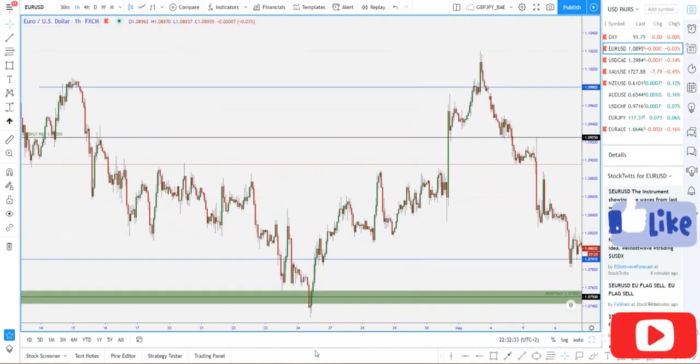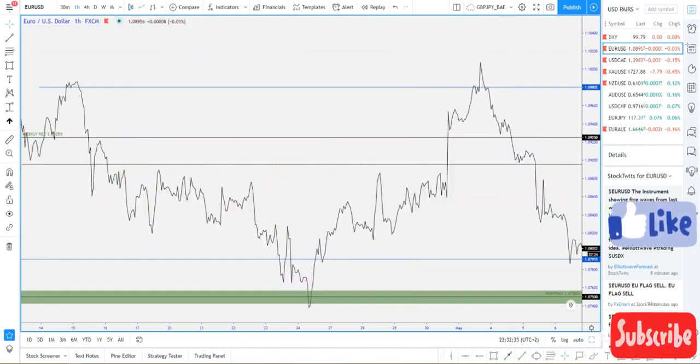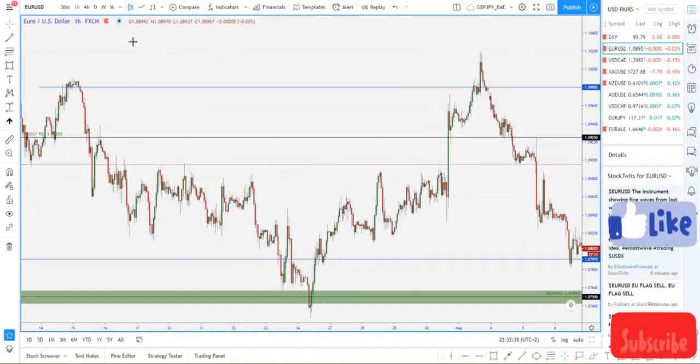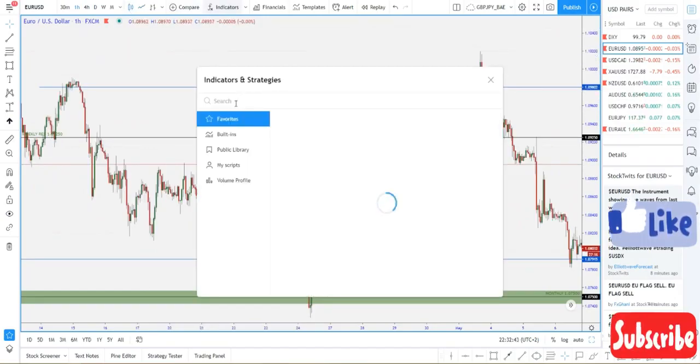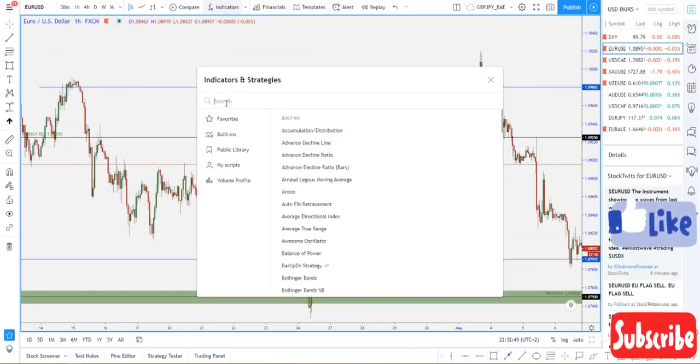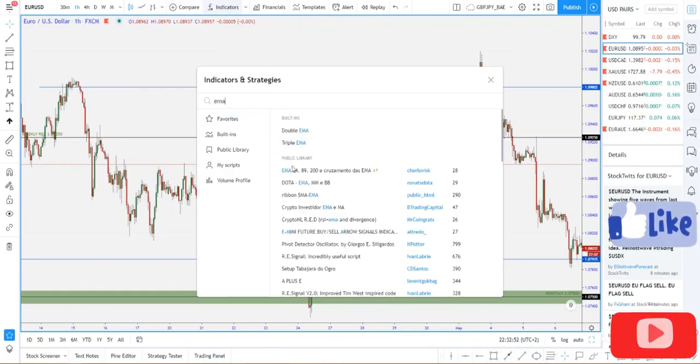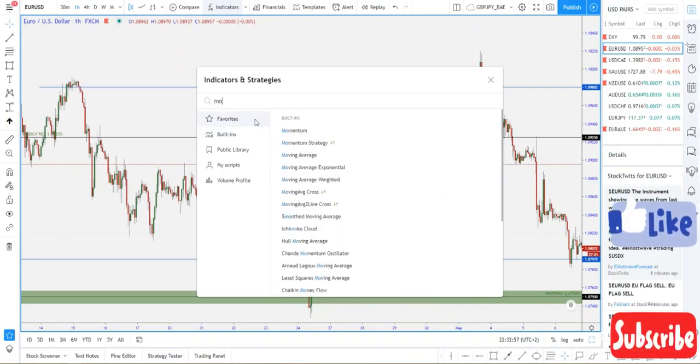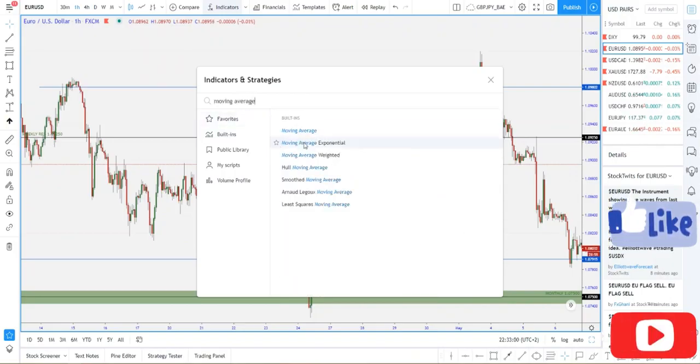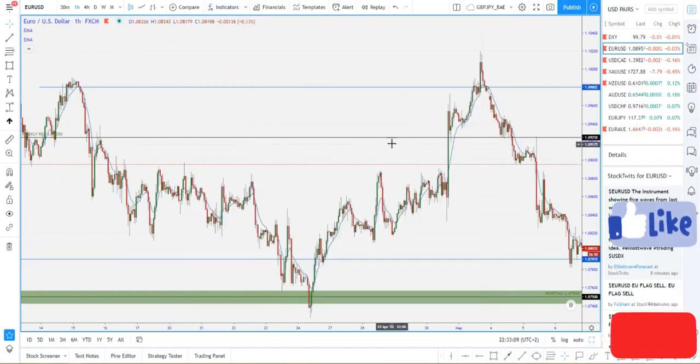We have two moving averages that we use. Please click on the indicator tab and type in moving averages. These are EMAs, so even if you type EMA, let's maybe just keep it simple and type moving average. You can select the exponential moving average, then select it again, so you click on it twice so that you have two moving averages. Thereafter, you go to settings.